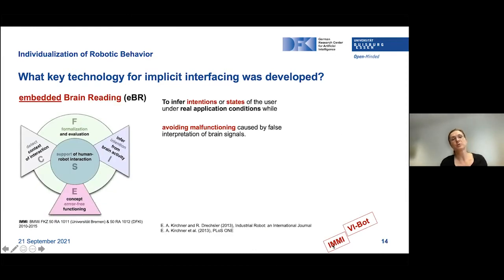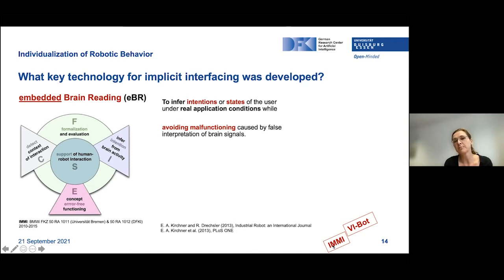First of all, because we also wanted to use brain activity, and we were aware that, since I'm a biologist, this is not that easy to analyze and use. We developed an approach that allows us to infer the intention and states of the user under real application conditions, while you're interacting with a robotic system, running around, moving around, and so on. And we're aware that the signal will be noisy and hard to interpret.